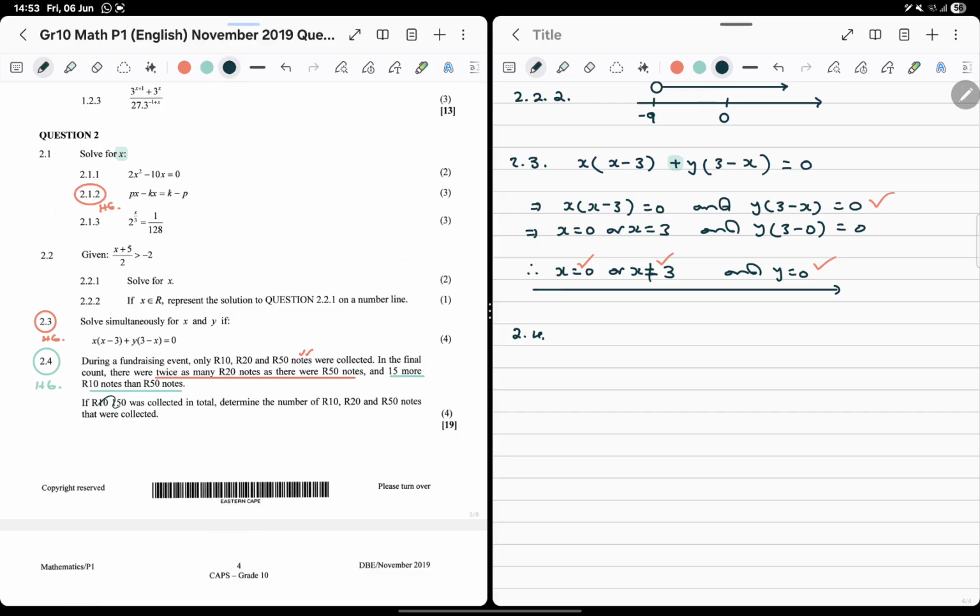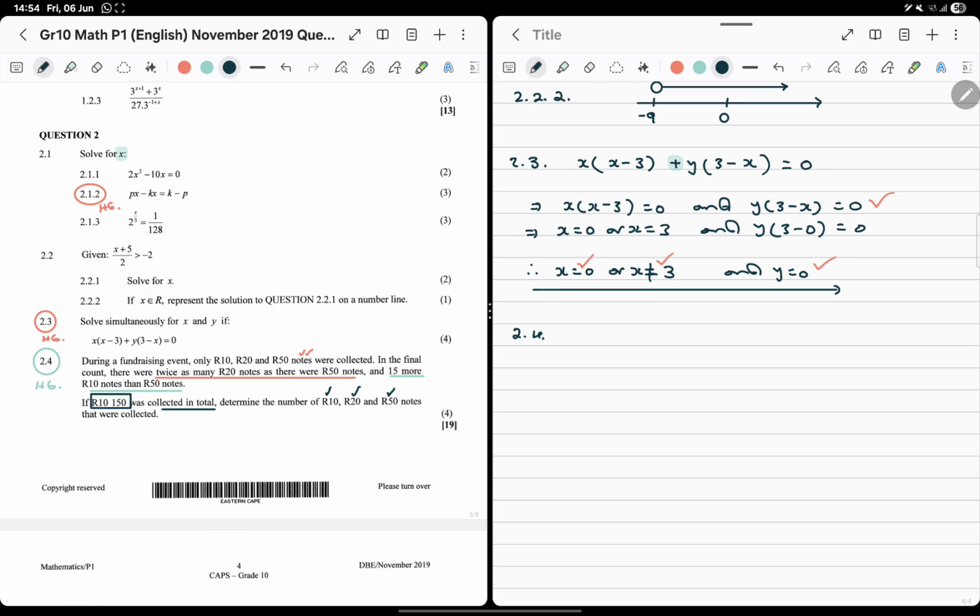So question says now, if 10,150 was collected in total, mind you, this is how much? 10,150 rands was collected. Determine the number of 10 rands, 20 rands, and 50 rand notes that were collected. Okay, so now this question is silly. You need to think about it very well. Now, you can see that this looks like simultaneous equations in a way, but it's not. It's a matter of strategy.